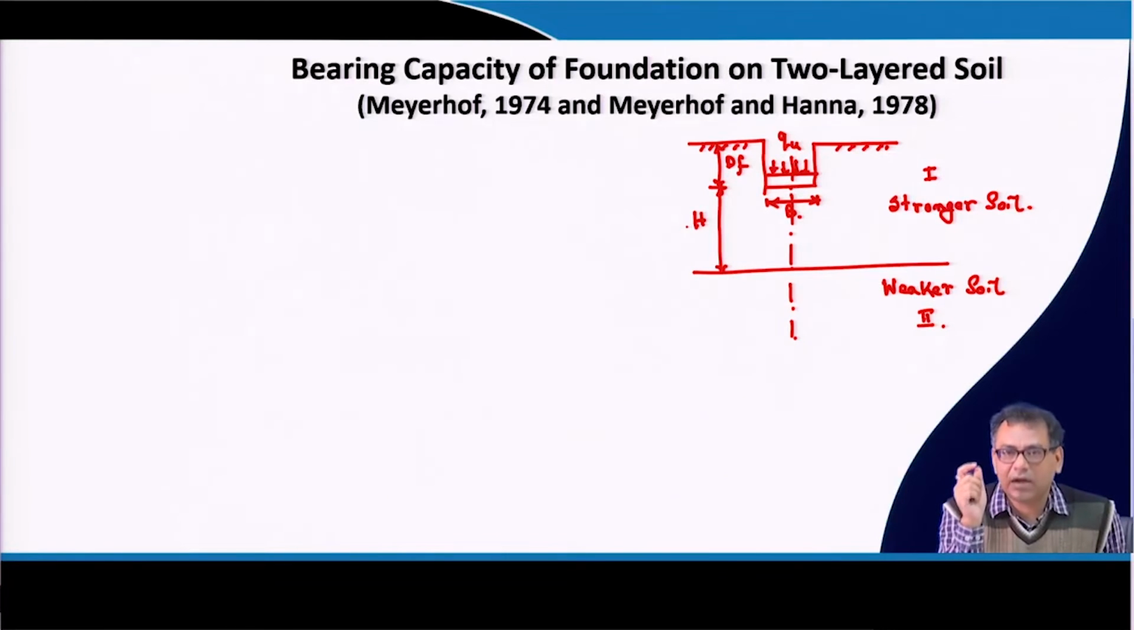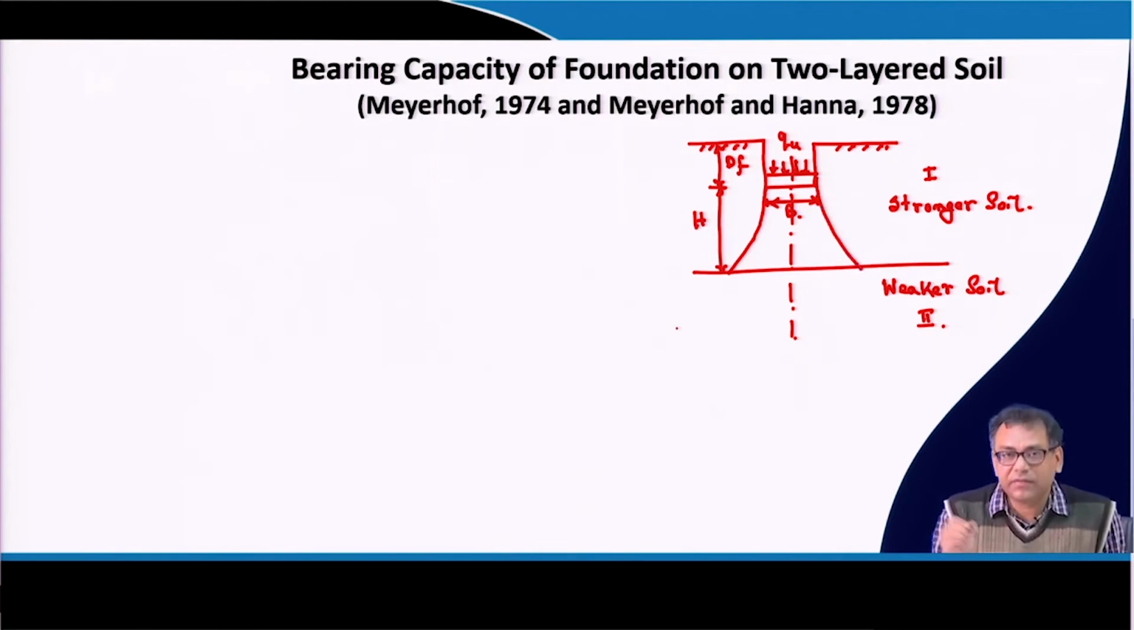But if the H value is not high, and your influence load is going to the weaker layer, then as the second layer is weaker, your actual failure will occur in the second layer. Now if I draw the failure surface, this is the probable shape of the failure surface, as these theories were originally proposed by Meyerhof in 1972 and then further modified by Meyerhof and Hanna in 1978. So, it is proposed that this is our possible failure surface.